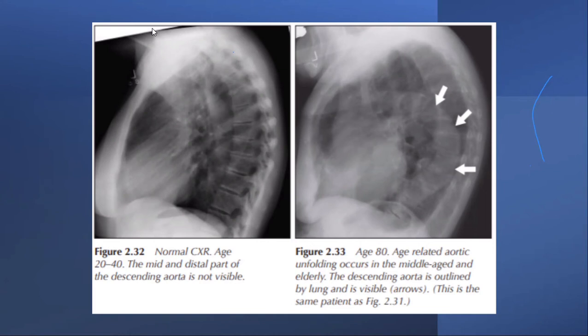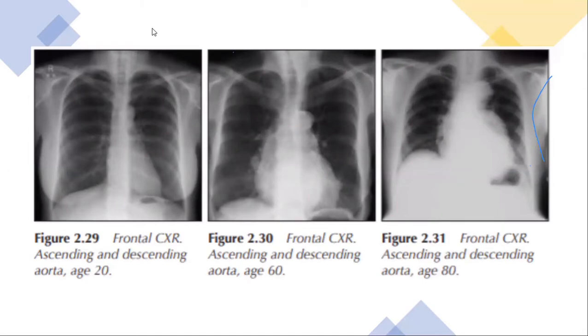So, you can see in figure 2.32, this shows that the normal chest X-ray is 20 to 40. The mid and distal part of the descending aorta is not visible. And in figure 2.33 the patient is 80 years old. You can see that the age-related aortic unfolding occurs in middle age and later. The descending aorta is outlined by the lung and is visible by the arrows. You can see the arrows here. This is the same patient as the other patient in 2.31. You can see here in 2.31.